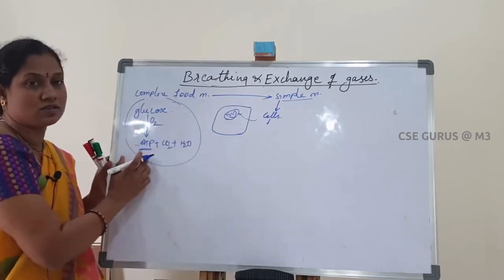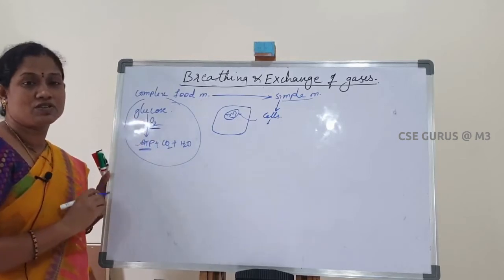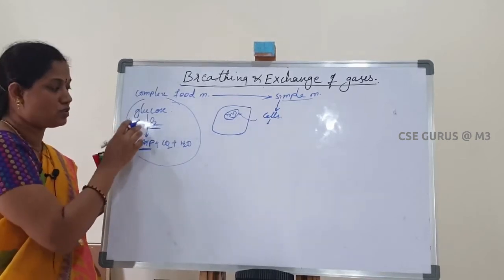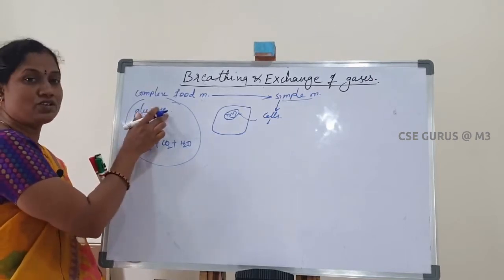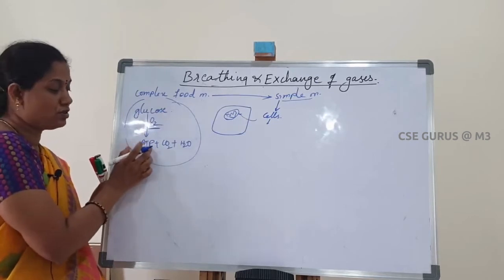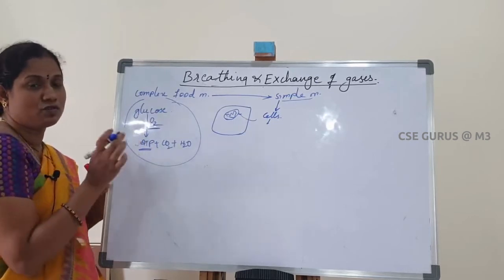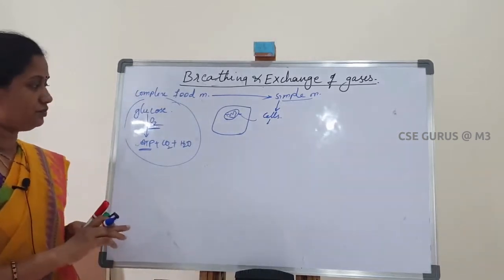So this process is called respiration. This respiration process takes place in the presence of oxygen. That's why this process is also called the oxidation process. So in the mitochondria, oxidation of the food materials takes place, and as a result, ATP is produced. This ATP is utilized for our different metabolic activities in our body.